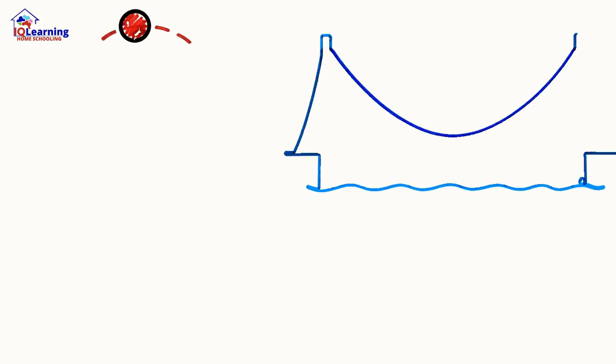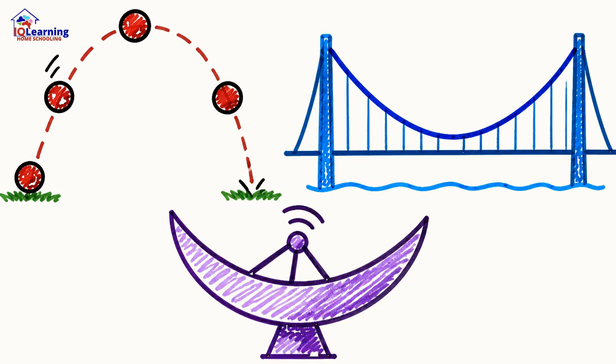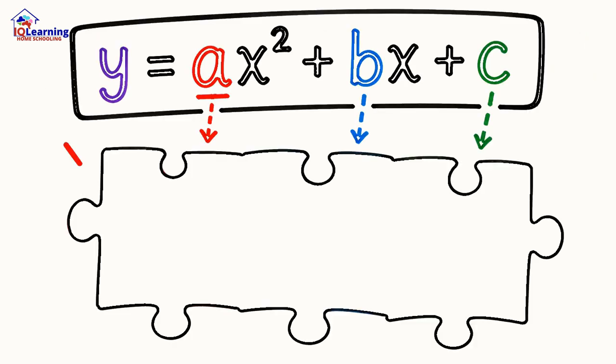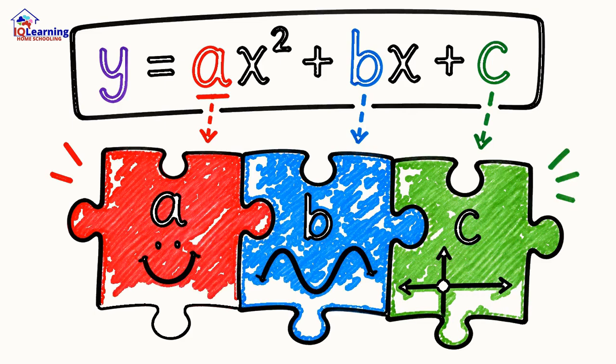Look at the arc of a thrown ball, the curve of a suspension bridge, or the shape of a satellite dish. That graceful curve is a parabola, and it's not random. It follows a precise mathematical code called a quadratic function. The code is written as y equals ax squared plus bx plus c. Each part tells a story.